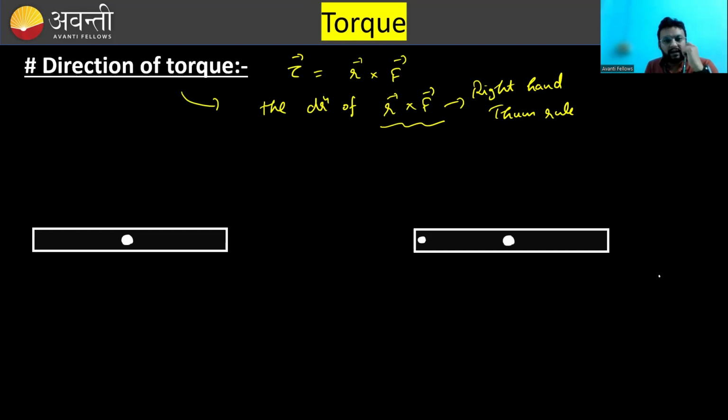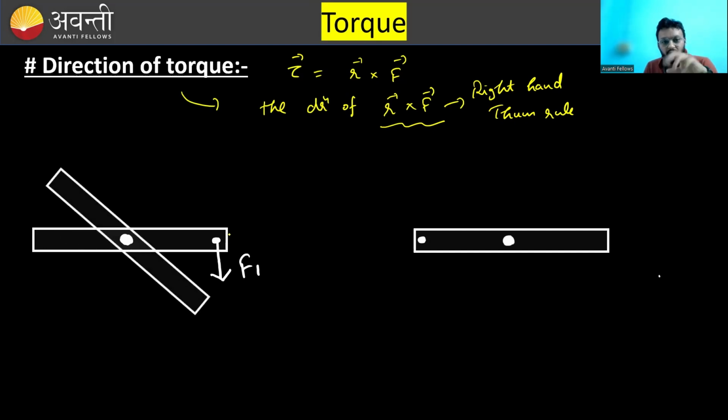Now I have applied a force. Have a look at that. This small force F1 is applied on it. Can you guess in which direction this rod can rotate? Yes, you are right. The rod will tilt like this, and you can say it has rotated in the clockwise direction.